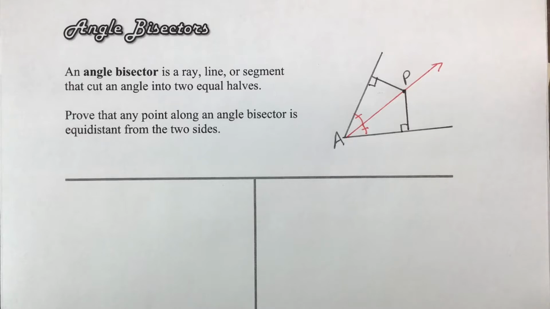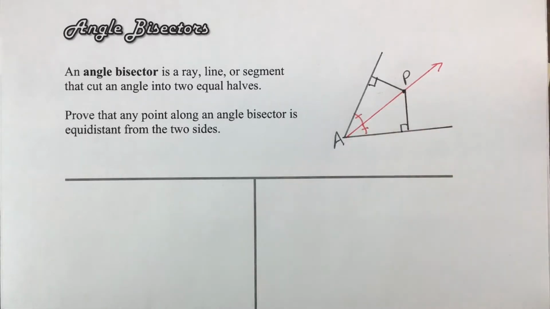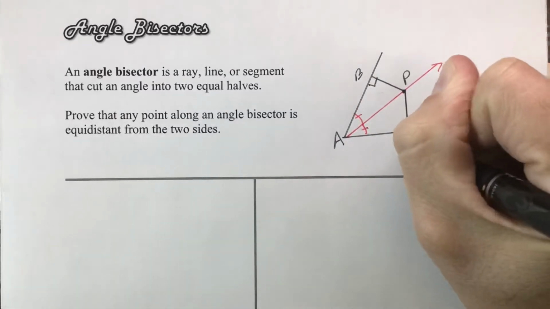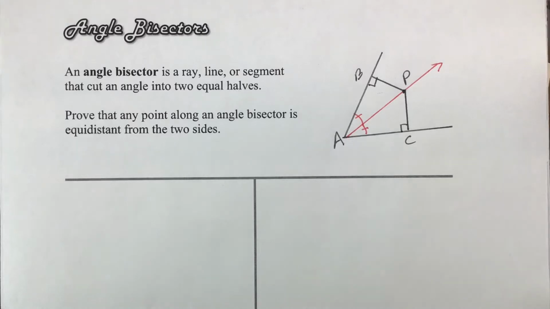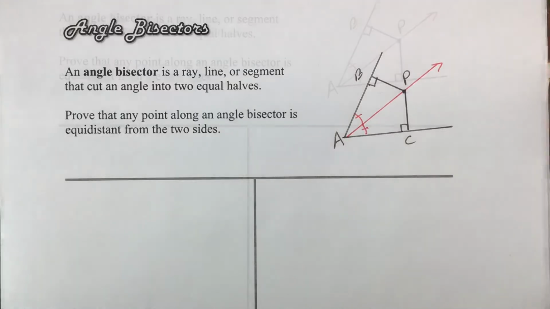So it does have that property that any point that would be on the angle bisector is equidistant from the sides. Let's go ahead and name those points of contact. Let's call this B, let's call that C. Now what we're going to do is prove that PC is congruent to PB.